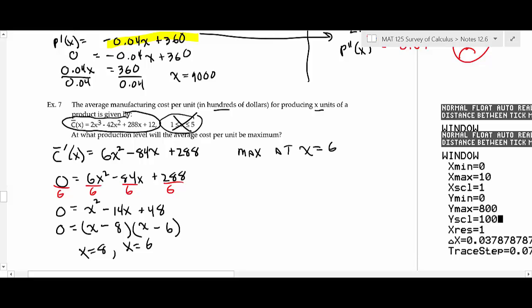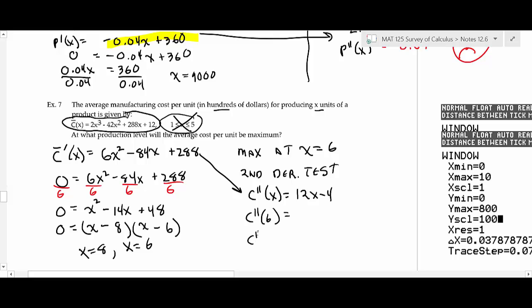Okay, now I want to show you how the second derivative test applies to this problem because this is a good thing to show you at this stage. So let's go ahead and do a second derivative test. It's real easy to do the second derivative on this. So what is your second derivative? 12x minus 84. Now what you have to do is plug in the 6 and plug in the 8. And let me show you what happens.